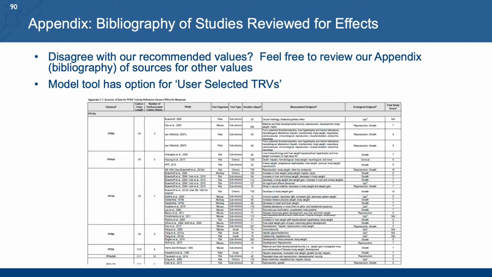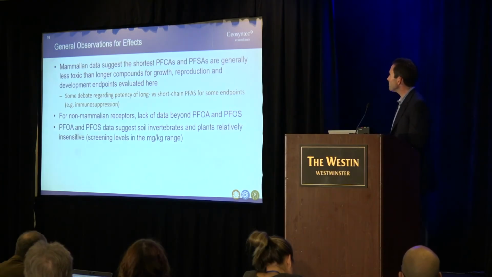Again, we have really all the studies compiled in the appendix, ranked with the scoring, the information about what was looked at in the study. So if you disagree with our selection or recommendation on a TRV, you're free to dig into the literature and evaluate what you think might be more suited to receptors at your site and more predictive of particular endpoints and other things that you might be looking at. And again, in the model tool, which Jen will go through in a little bit, there's an option where you can enter your own values into the Excel model and explore your own model outcomes.